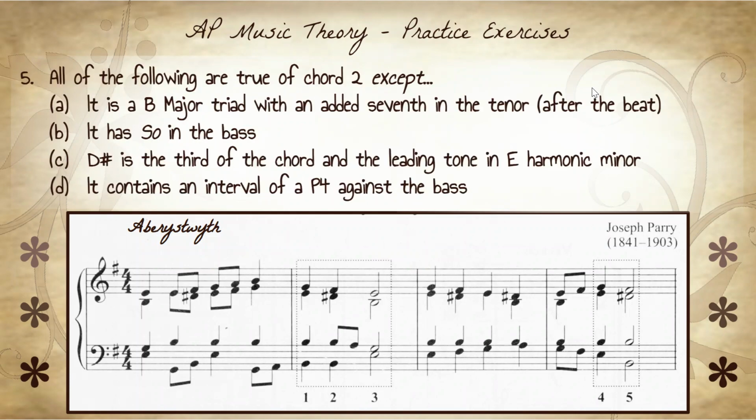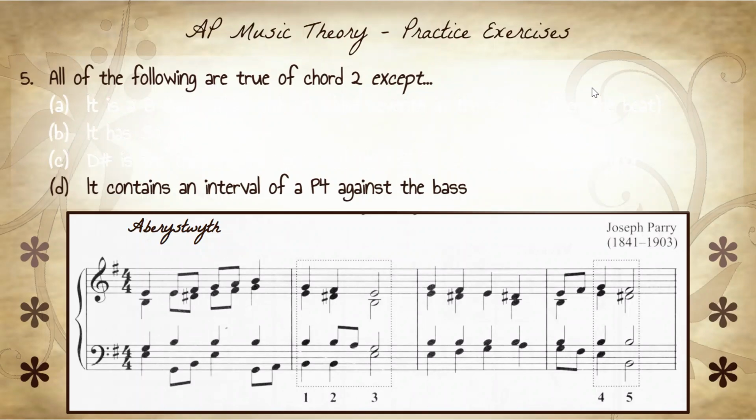Question 5. All of the following are true of chord 2 except A, it is a B major triad with an added 7th in the tenor after the beat. B, it has so in the bass. C, D sharp is the third of the chord and leading tone in E harmonic minor. Or D, it contains an interval of a perfect fourth against the bass. Correct answer is D. Chord 2 does not contain an interval of a perfect fourth against the bass.